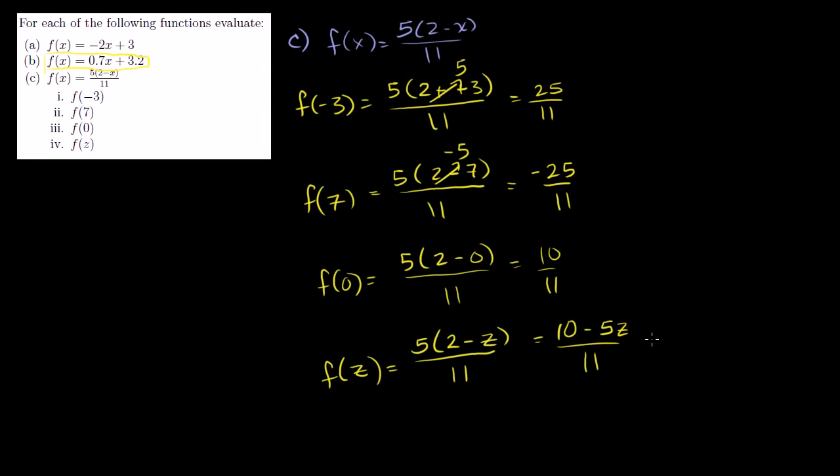We could even write it in slope-intercept form. This is the same thing as minus 5 over 11th z plus 10 over 11. These are all equivalent, but that is what f of z is equal to. Now, a function, we said, if you give me any x value, I will give you an output. I will give you an f of x. So if this is our function, you give me an x, it will produce an f of x.